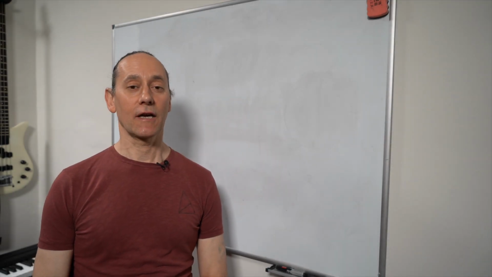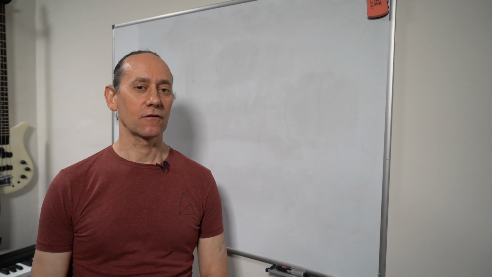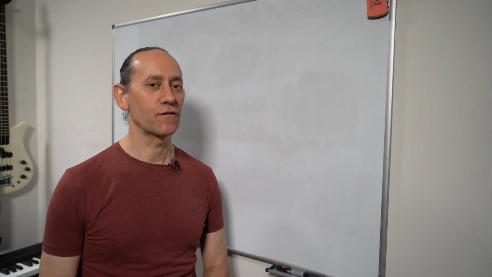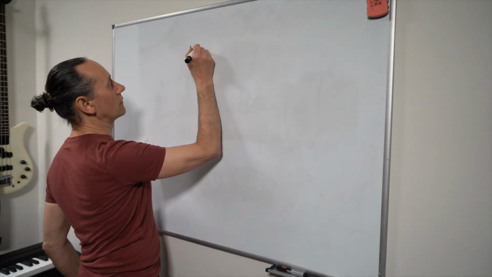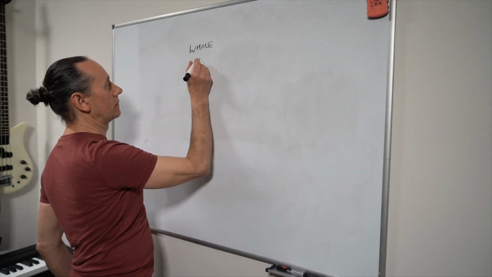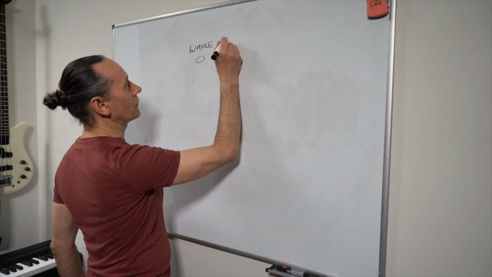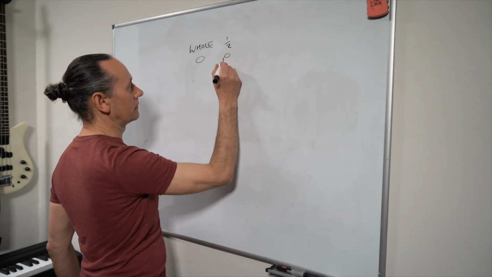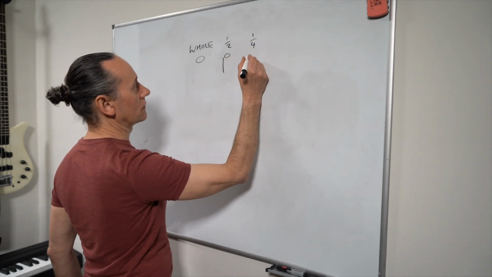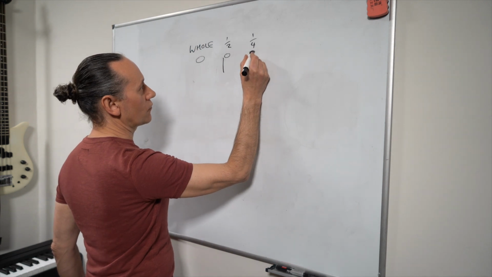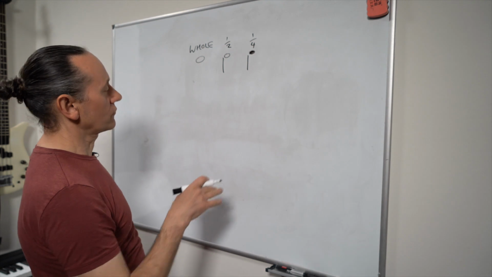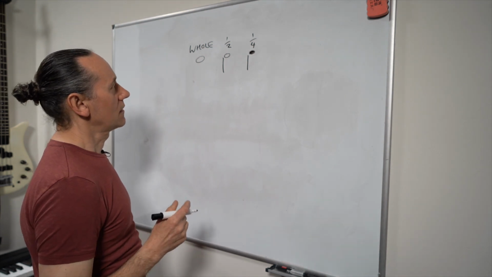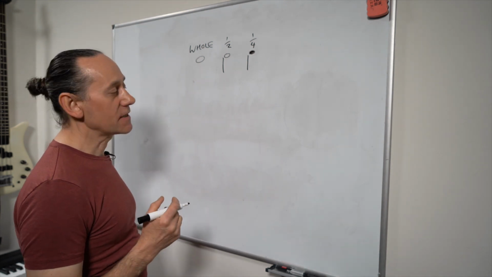Just before we get on to time signatures, I'd like to reintroduce those 3 note values that we looked at previously. First of all, the whole note, the half note, and the quarter note. So now we know what these symbols look like and we know their names. There are also the equivalent rest values. But what do they actually mean?